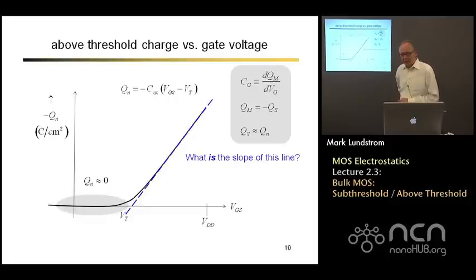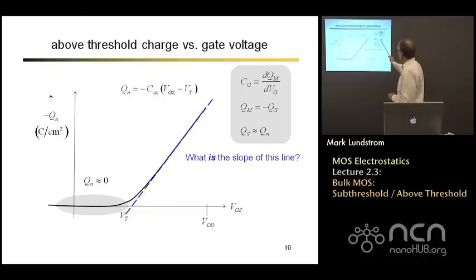So to get started on this problem, let me remind you of a couple of definitions. I can define the gate capacitance as the derivative of the charge on the gate metal electrode with respect to the gate voltage, dQm/dVg. That's the definition of gate capacitance. If I put a meter on and measure the capacitance, that's what I would be measuring.